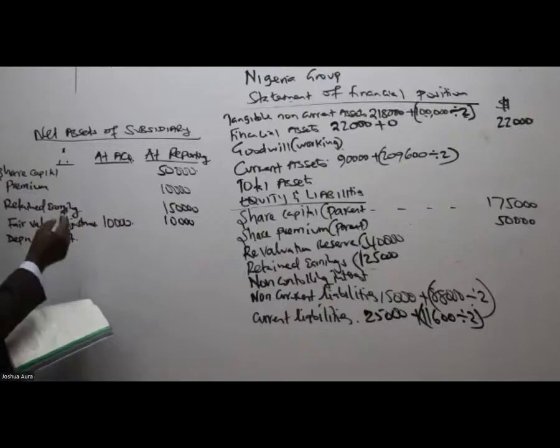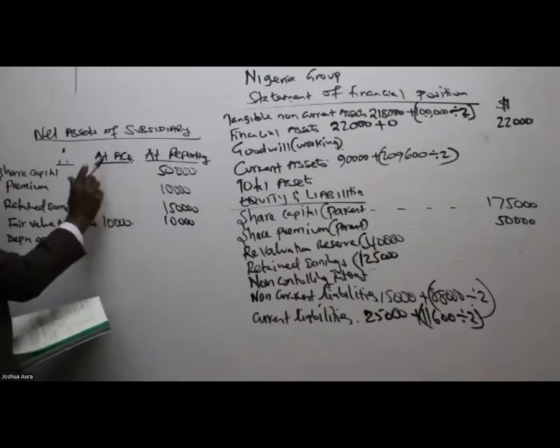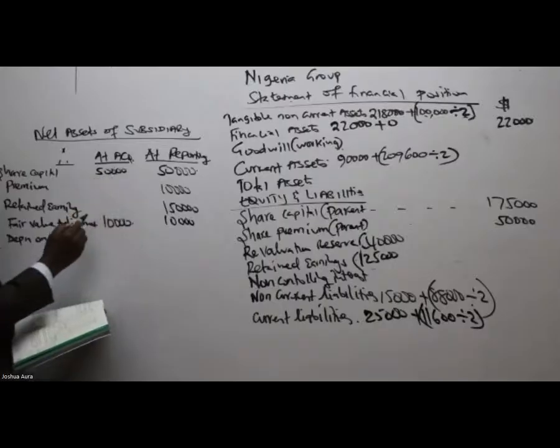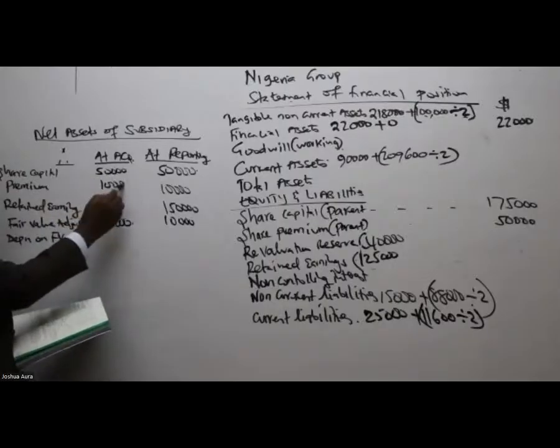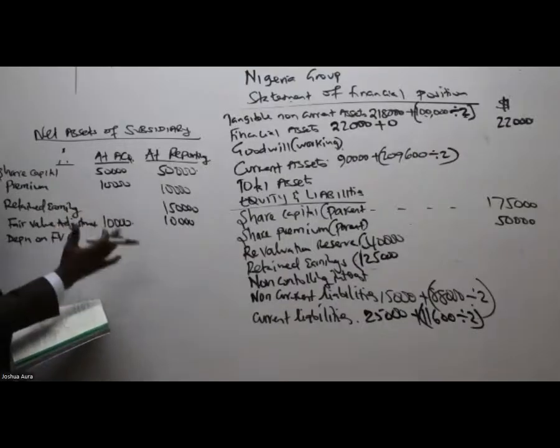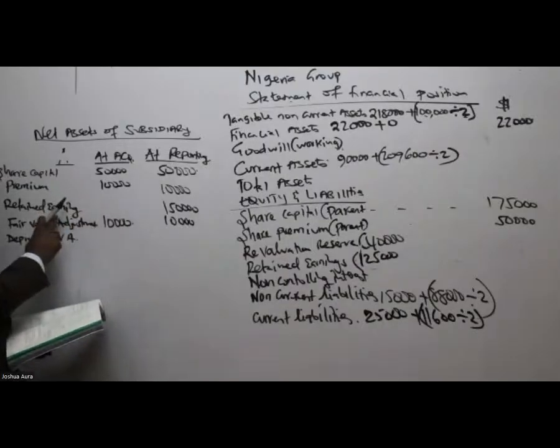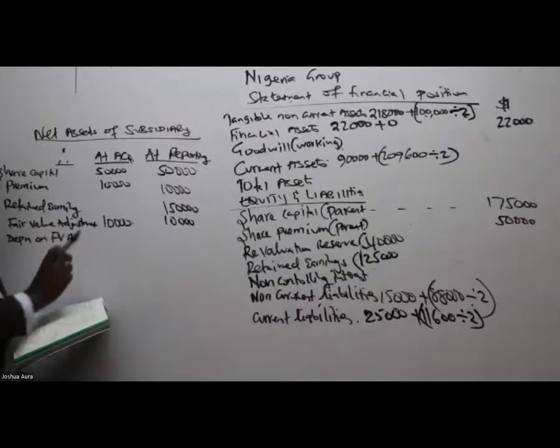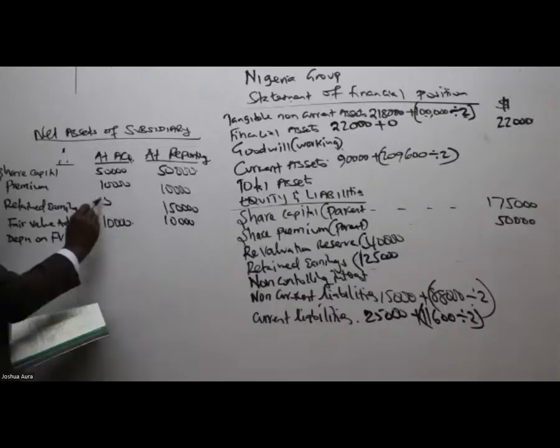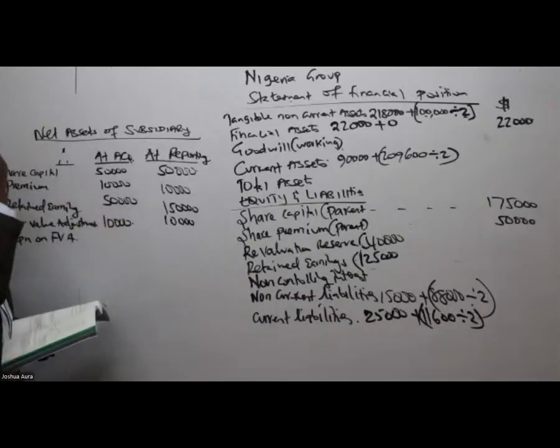The same case with share capital. Share capital at reporting and share capital at acquisition must always be the same, 50,000. Same case with the premium, which has to be 10,000. What is always different is the retained earnings. If you read note number 1 very well, they told us Nigeria acquired 40,000 shares in Lagos on the first day of the accounting period for DN 400,000, when the retained earnings were DN 50,000. Retained earnings at acquisition were 50,000.